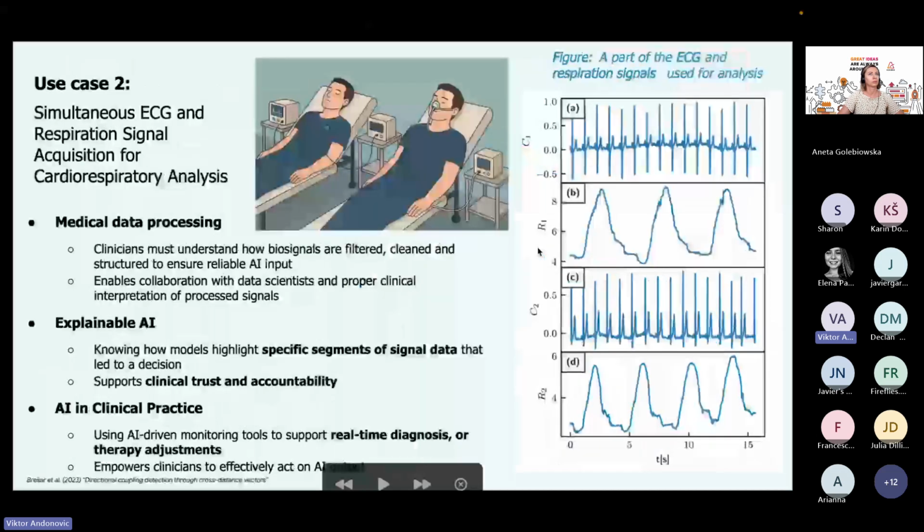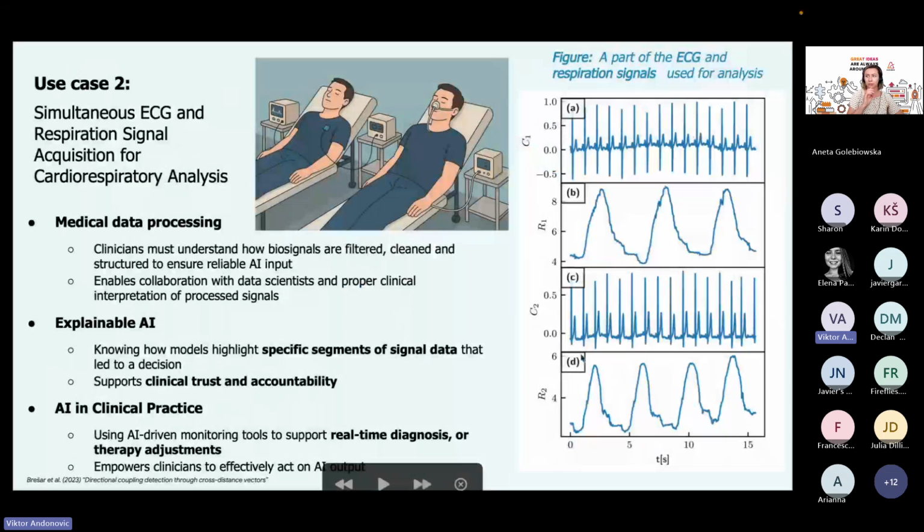There's another one. So the second use case is the simultaneous ECG and respiration signal acquisition for cardiorespiratory analysis. And here we can see that there's gathering of two kinds of signals. One is ECG, and another one is the respiration signal. And the idea is to do some cardiorespiratory analysis.